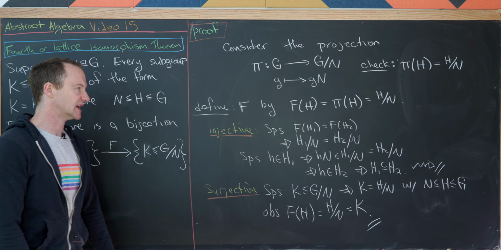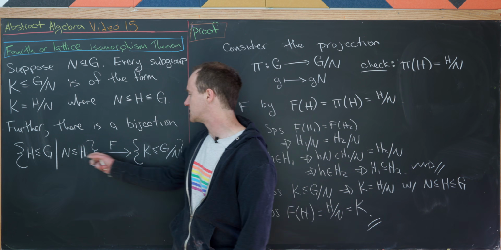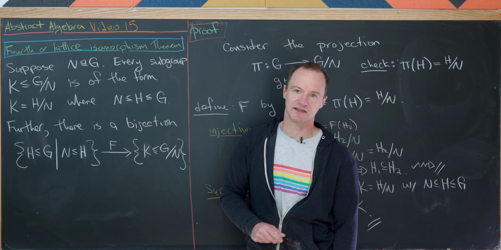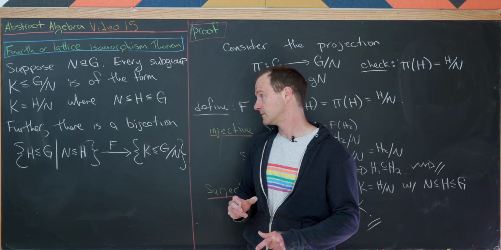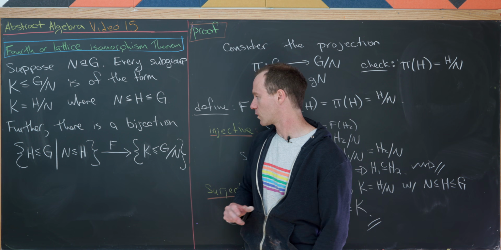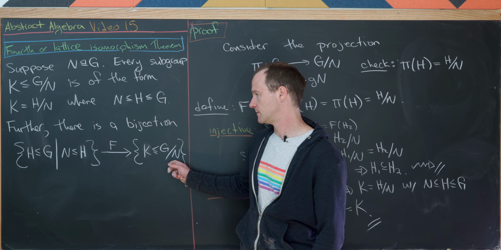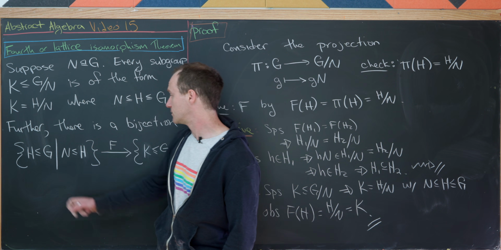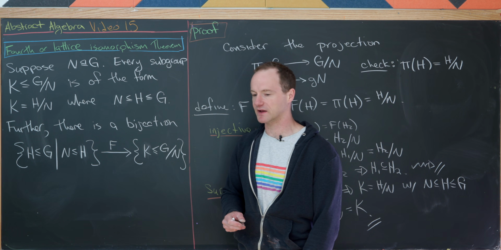So we've got something that's injective and surjective, which means it's bijective, which means these two sets have the same size. In other words, and this is how you often see it written, there is a bijection, or a one-to-one correspondence, between subgroups of G mod n and subgroups of G that contain N. So that's the standard way of writing this.